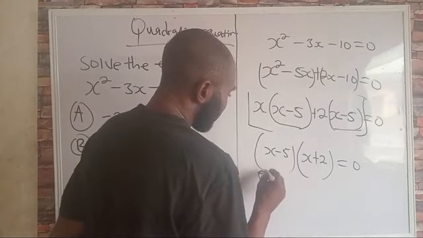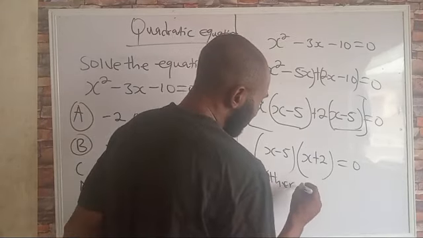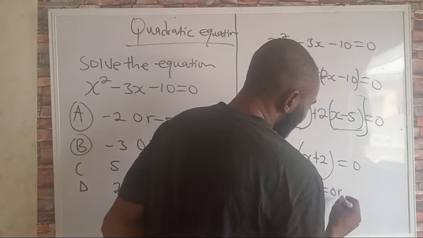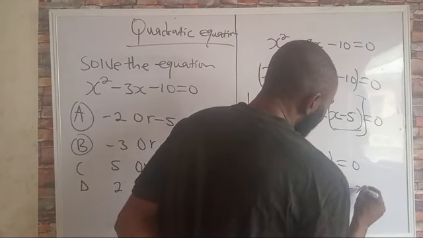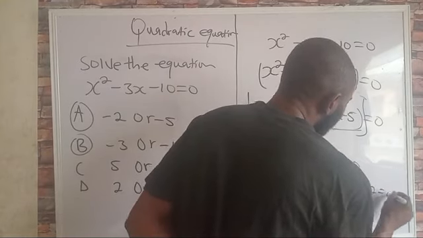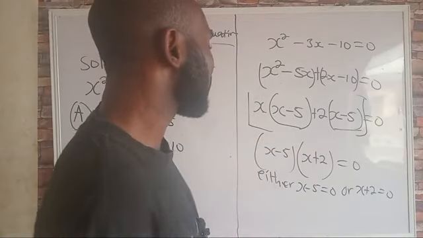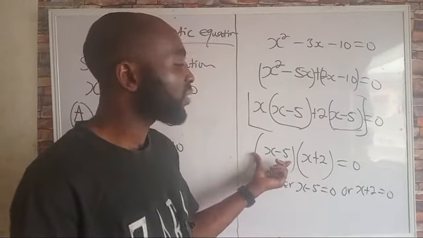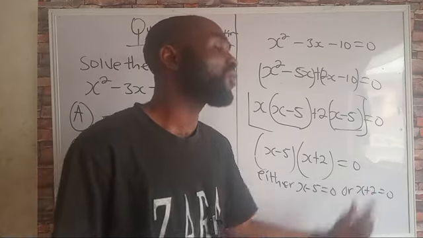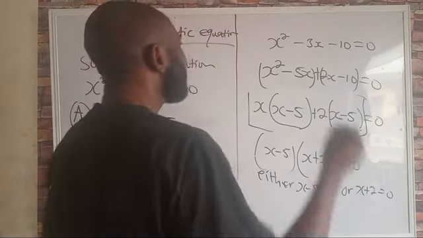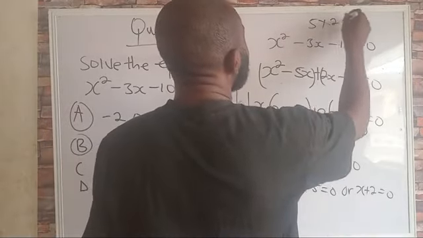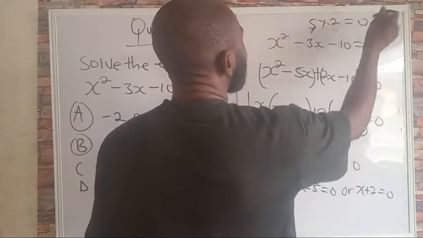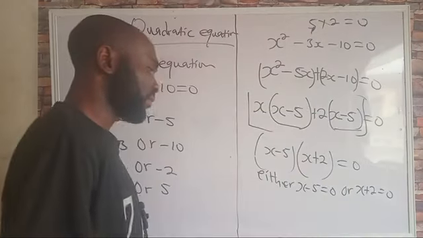So either x minus 5 is equal to 0 or x plus 2 is equal to 0. What this is telling us is that you are multiplying two factors and it's giving you 0, which means either the first factor is equal to 0 or the second factor is equal to 0. Assuming you are multiplying 5 times 2 is equal to 0, which means one of these is 0. Either 5 is equal to 0 or 2 is equal to 0 that gives you that 0.